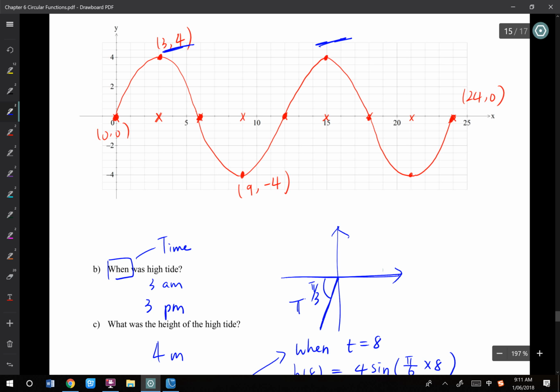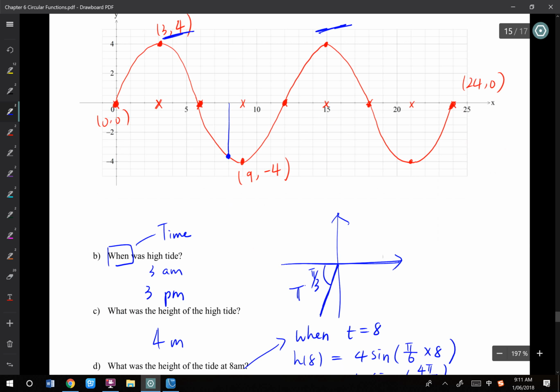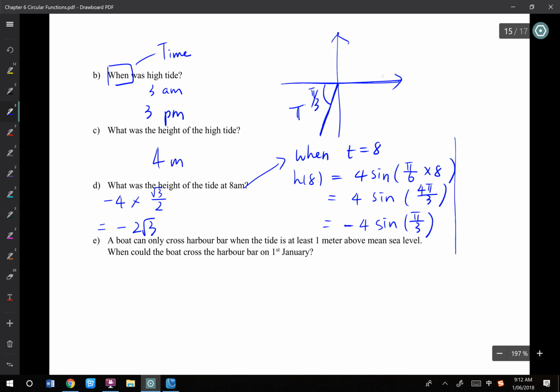So we can see 8 o'clock is about here. Okay, you have negative values. So that equals minus 4 times root 3 over 2, because sine pi on 3 is root 3 over 2, and that's a negative 2 root 3. Okay, negative 2 root 3 meters.